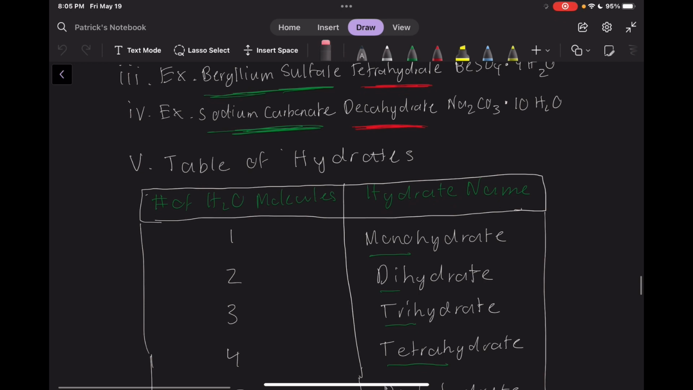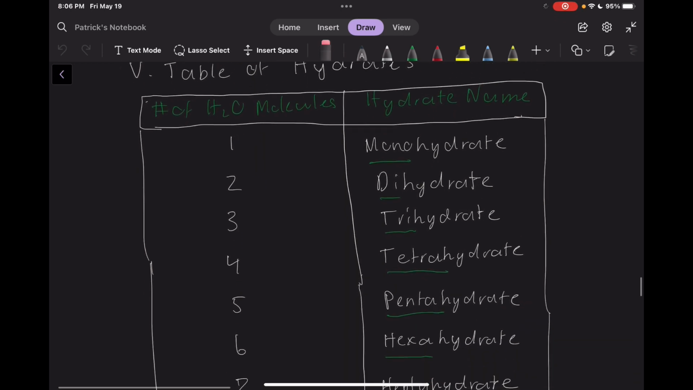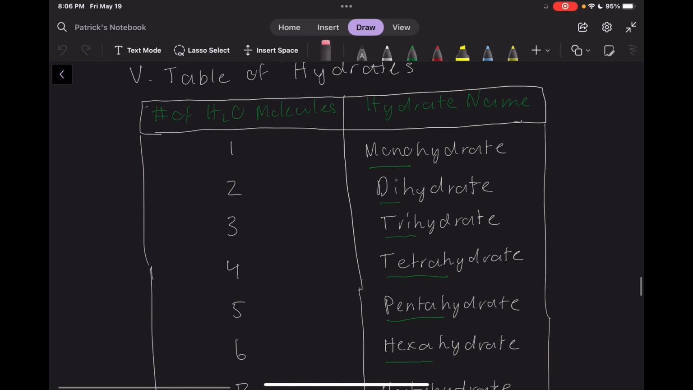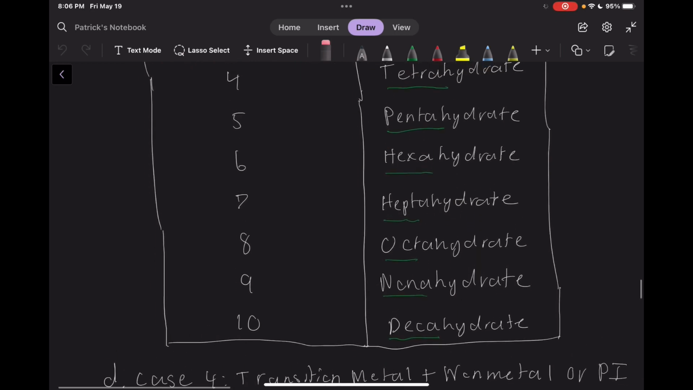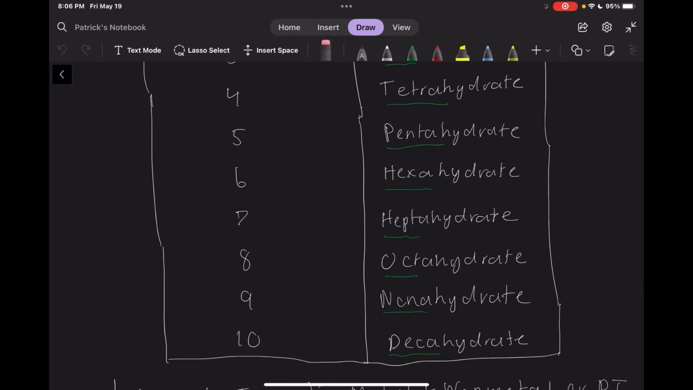Down here, we have a table of hydrate prefixes based on how many water molecules are present. Start copying these down if you'd like to. I'll scroll down in just a minute. The prefixes themselves are underlined in green. That's the rest of them. By the way, the prefixes are the important thing to remember from this table.